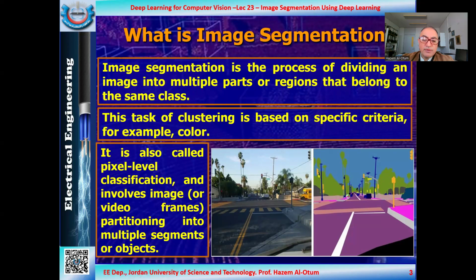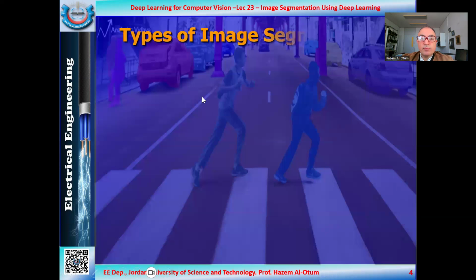Sometimes this type of segmentation is called pixel level classification, where in the image or in the frames of a video, we partition the input image into multiple segments or objects. And this is done on a pixel level. So every pixel in the image will be classified as belonging to a specific segment or class within the image, having different classes and different specific regions or classes.